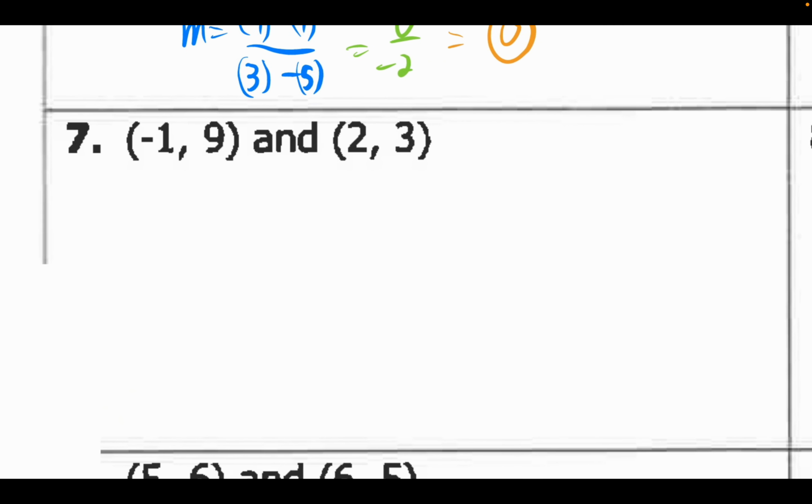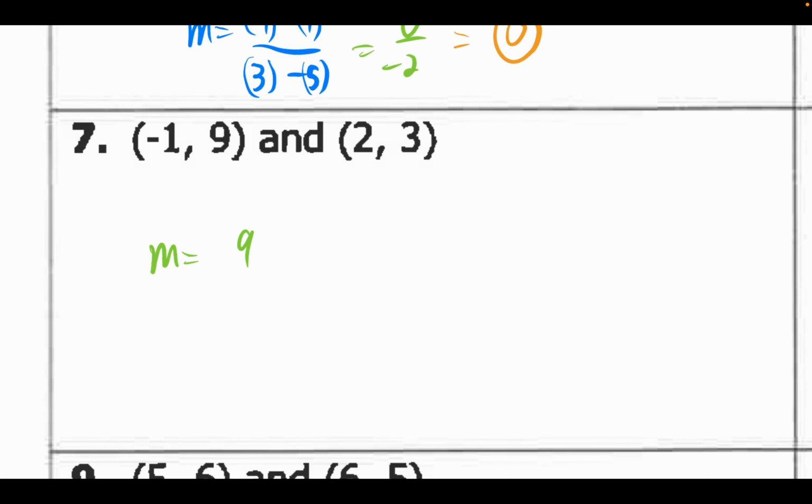Number 7. I'm going to prefer to do 9 minus 3 on the top, which means on the bottom, I'm going to be doing negative 1 minus 2. So this becomes 6 over negative 3, which is negative 2.